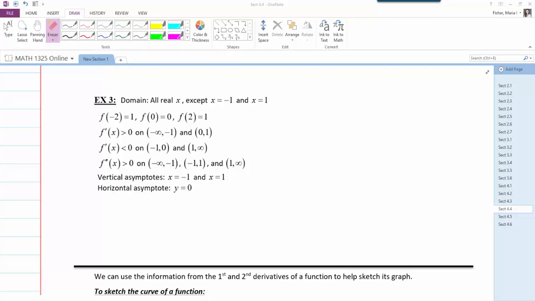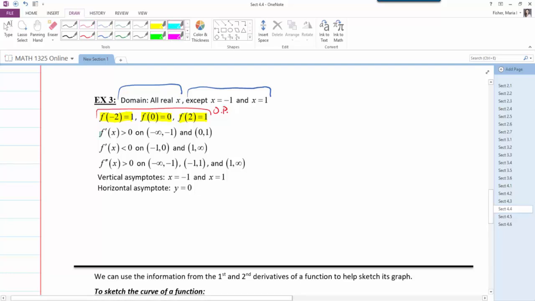Example 3 is also asking us to use the given information to graph the function. At first it tells us that the domain of our function is all x except for x equal -1 and x equal +1. So those are not part of the domain of our function. Then it gives us f of -2 is equal to 1, f of 0 is equal to 0, and f of 2 is equal to 1. Again, these are always just going to be ordered pairs.